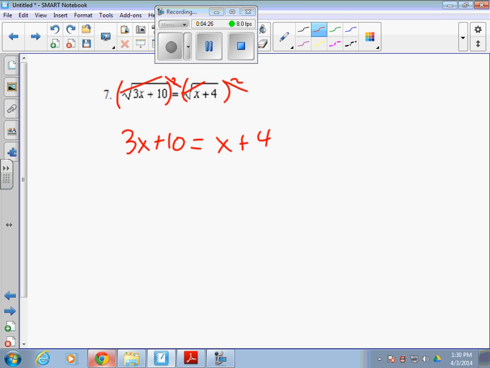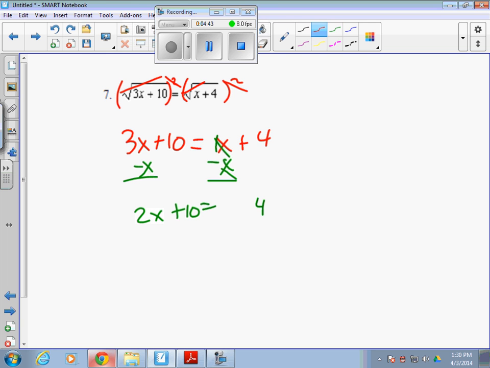So all you're left with right here is a problem that has variables on both sides. Bring your smaller x, your 1x, over to the 3x side. So it's positive, so subtract 1x. You do it there, do it here. That leaves you with 2x plus 10 equals, it's going over here now, 4.